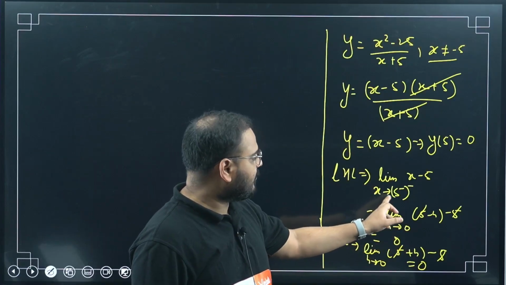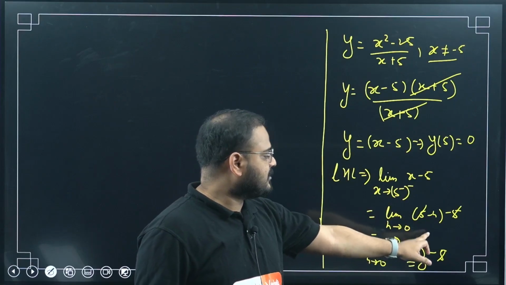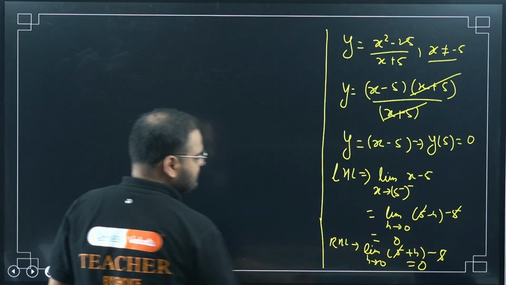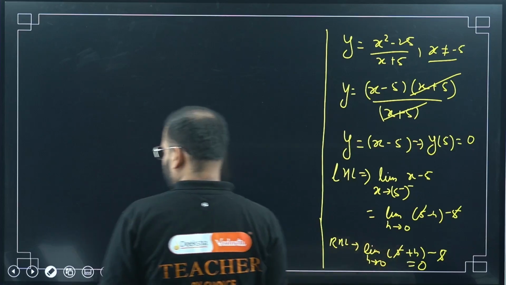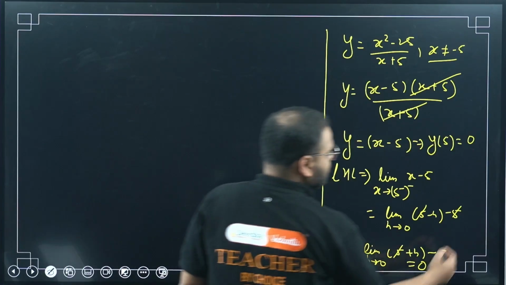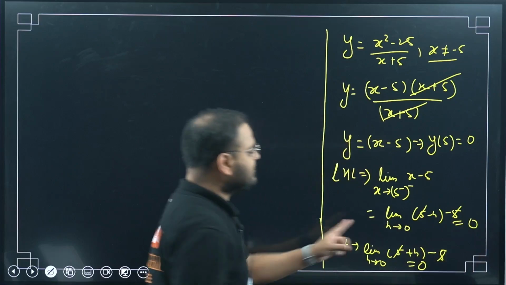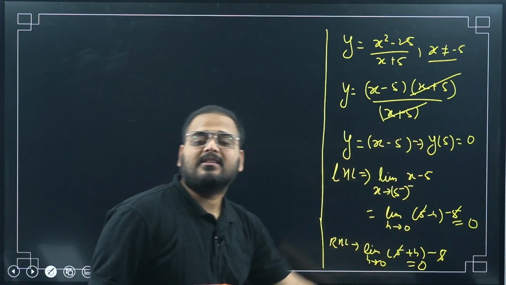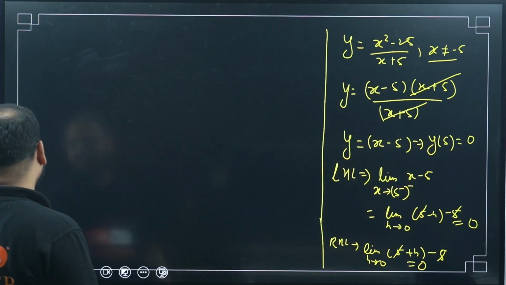LHL at A, at 5, is how much? It is 0, and RHL is also what? 1 second, I can rewrite this. It looks 0 as a part of here. I'll write this over here only, 0. My LHL is 0, RHL is also 0, and function value is also 0. It means the condition is satisfied, so I can say the function is continuous.